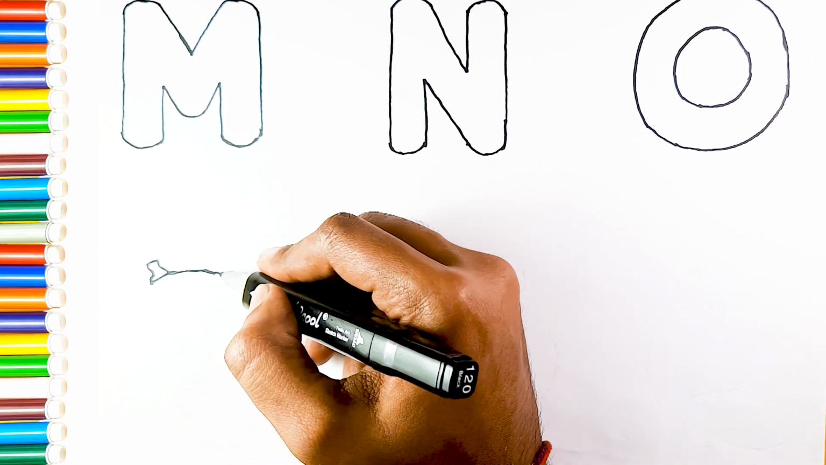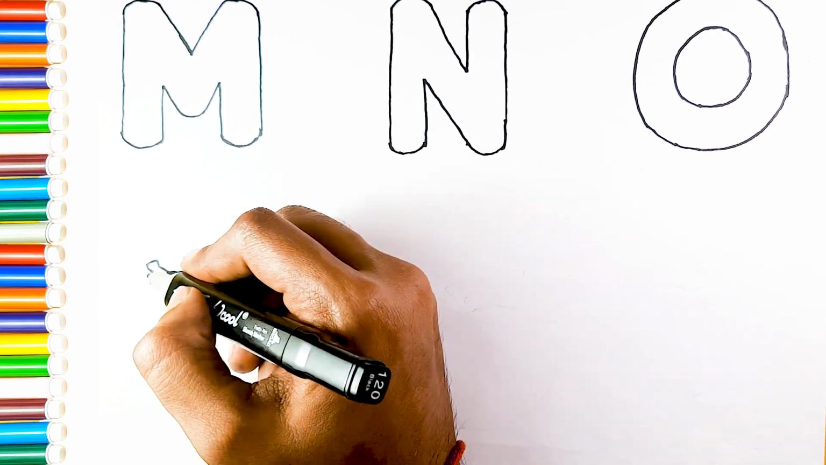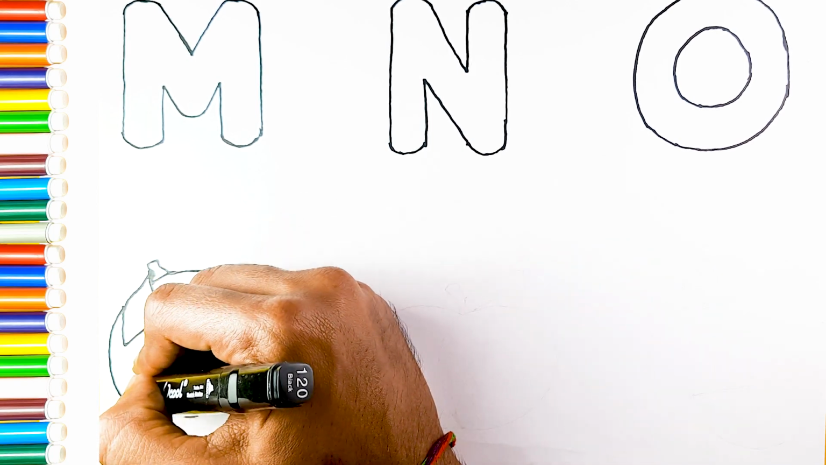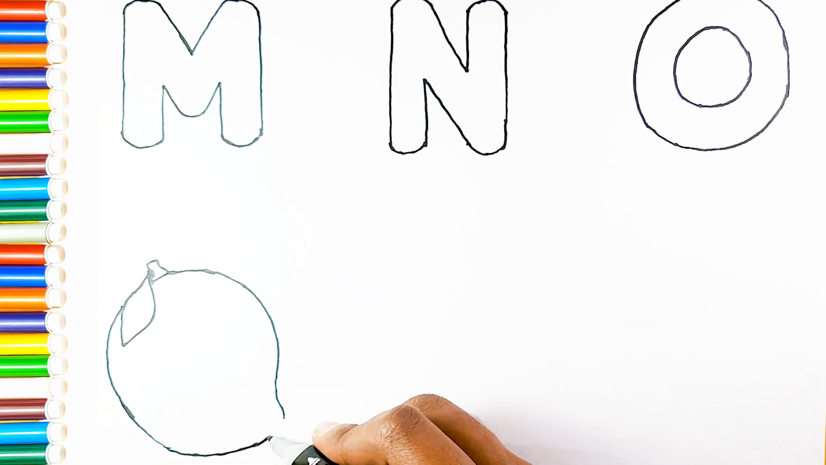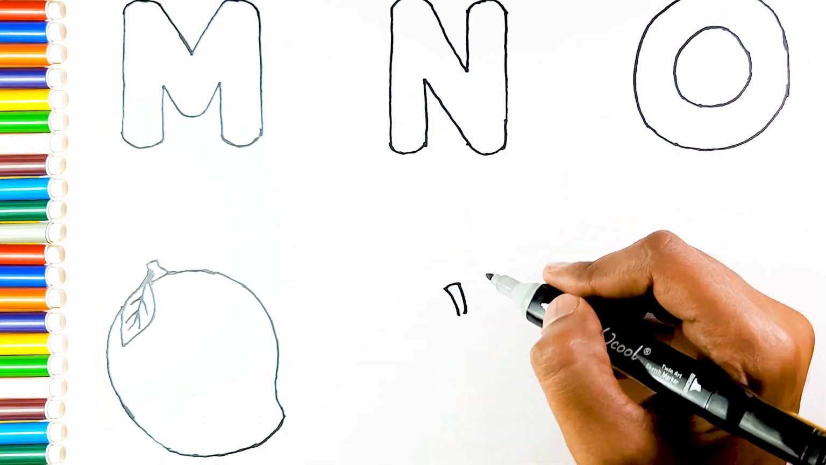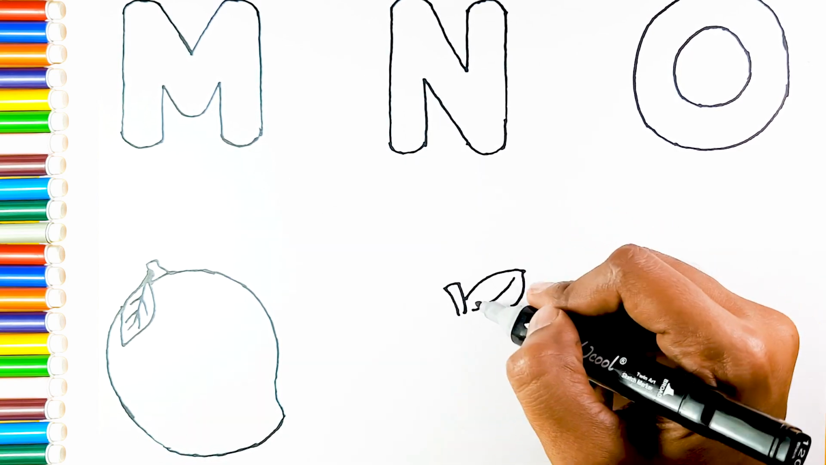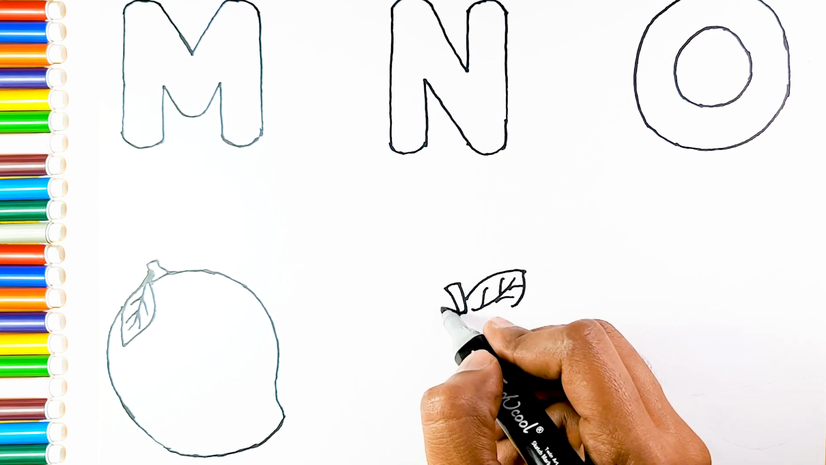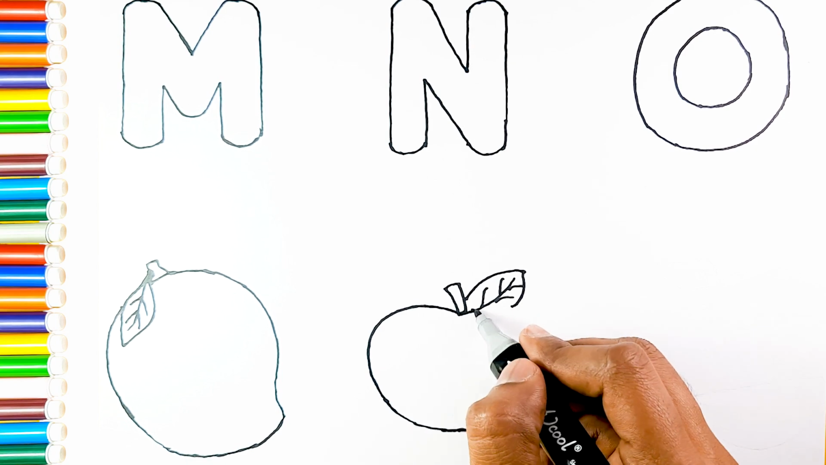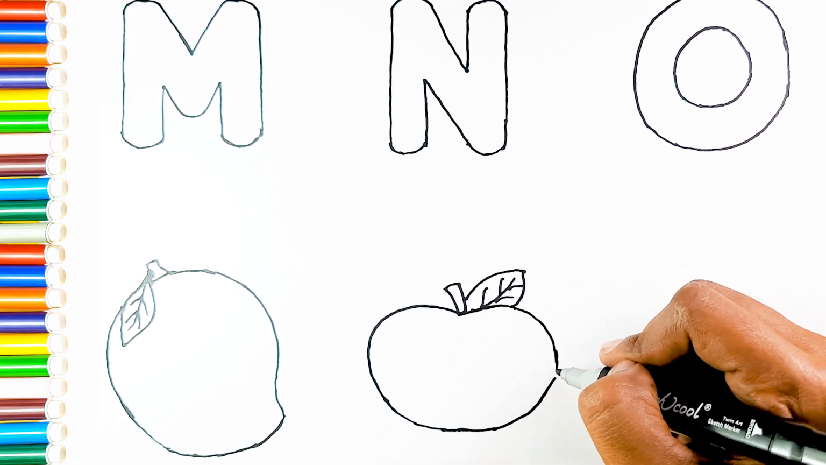Let's jump on fruits. M is for marvelous, just like our star fruit today, the mango. Can you say mango? Great job! N is for nectarine, and here's our nifty friend, the nectarine. It's like a peach, but a bit smoother. Can you say nectarine? Awesome!